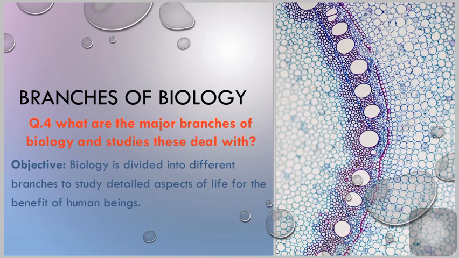You can write down question number 4: what are the major branches of biology and what studies do these deal with. We will not only learn their names but also what we can study in these branches. Biology is a subject which has very large or very diversified knowledge, so it is divided into different branches to study detailed aspects of life for the benefit of humankind.